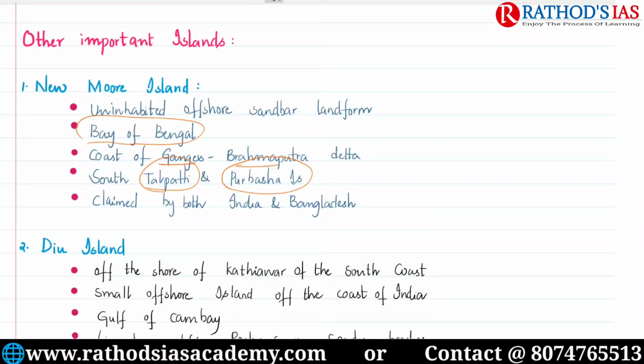Actually why this New Moore Island is important is because it is claimed by both India and Bangladesh because of rumors that this island has oil and natural gas deposits. So because of this rumor, this island is claimed by both India and Bangladesh.